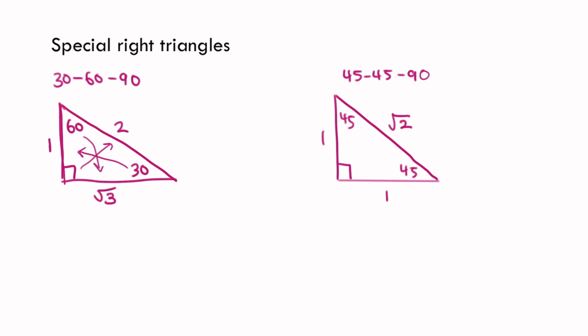And then for a 45, 45, 90 triangle, since we know that these sides are congruent to each other, they're always just going to be the same. So you only have to memorize that across the 45 degree angle, the side length is going to be 1. And then across the 90 degree angle, the side length is going to be radical 2.